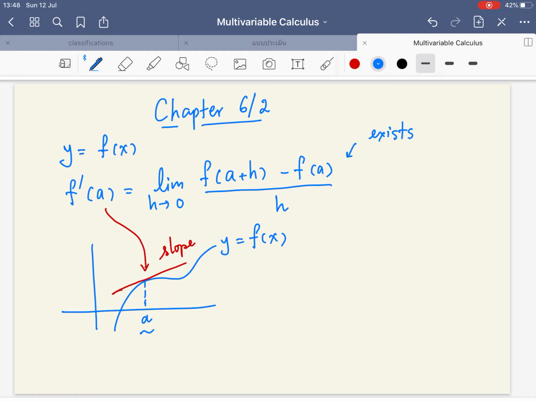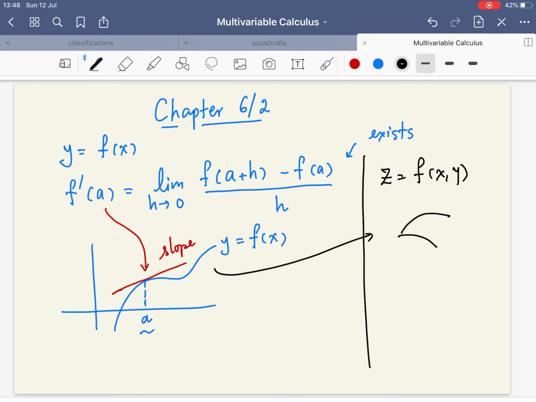However, if you remember, last time we introduced two variable functions, or several variable functions, but we emphasized the two variable function first, z equals f of x, y. Then instead of a curve like that, we have a surface instead. So by having a surface, how can we find the slope at one of the points on the surface? That will be pretty difficult. So what we did instead is that we are going to fix one direction.